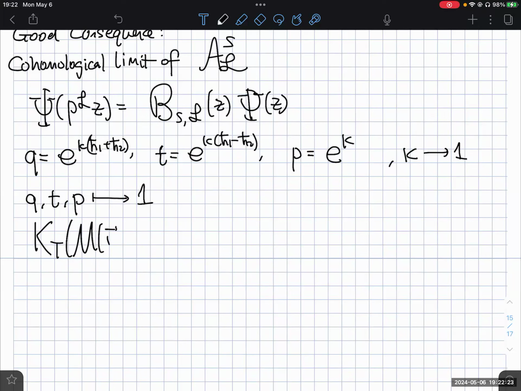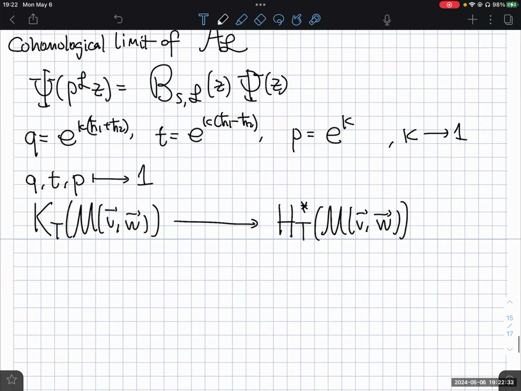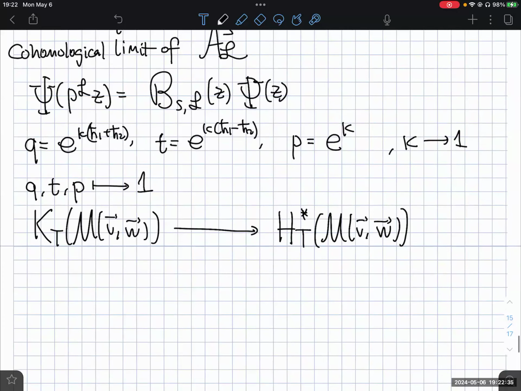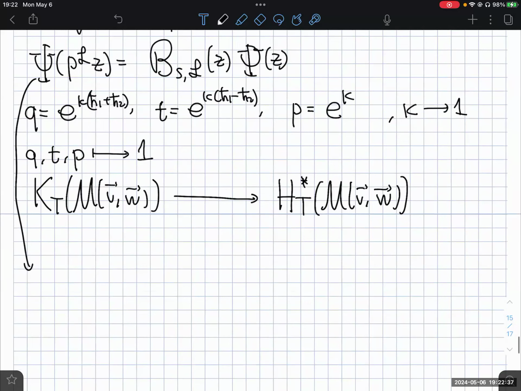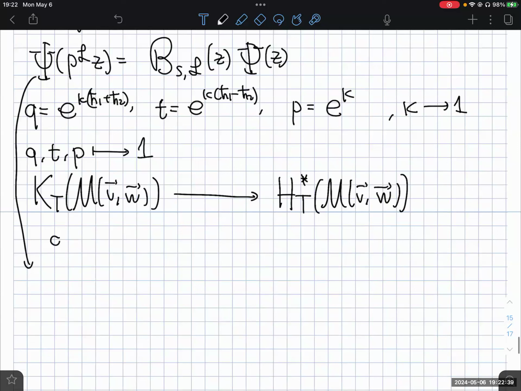In this case, because this formula is actually living in K-theory, under this limit it just goes to the cohomological case. So on this limit, this difference equation will go from a difference equation to some differential equation.